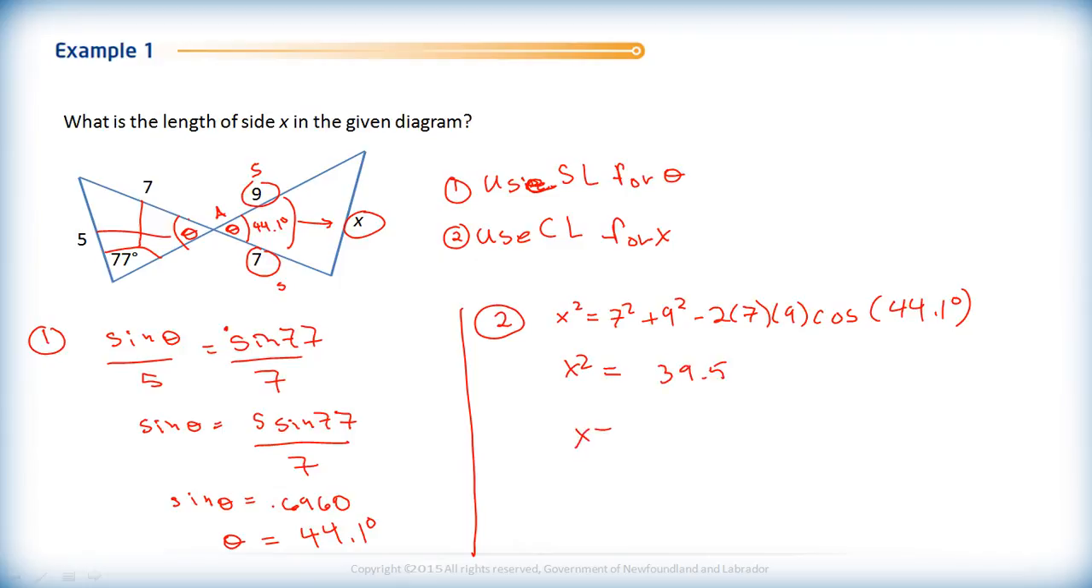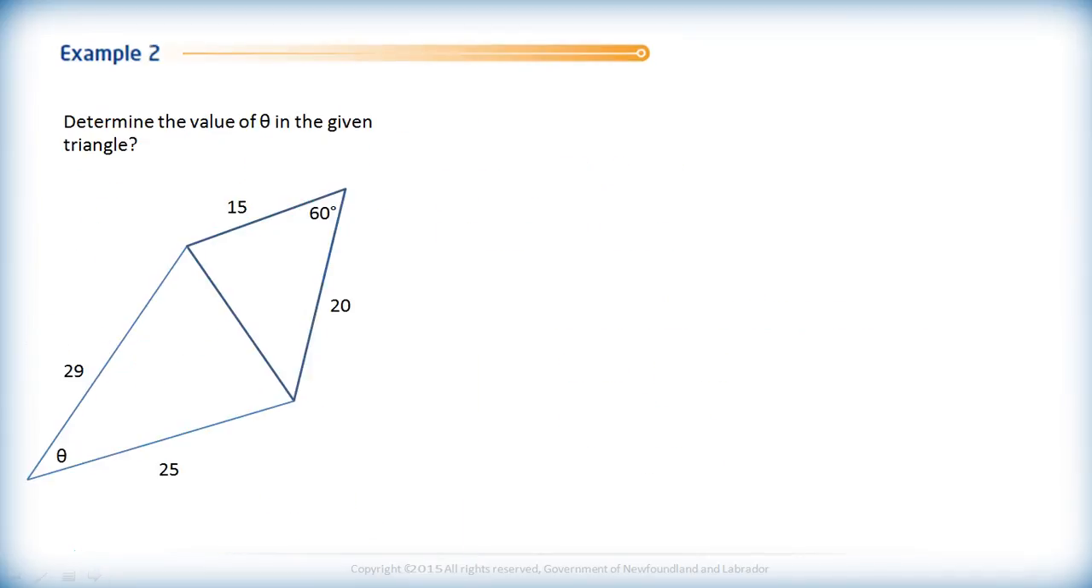So then x is going to be the square root of that. And let's see, square root of 39.5 is 6.3 units, roughly. So x is about 6.3. Problem solved. Next one, we have to figure out what the measure of angle theta is.